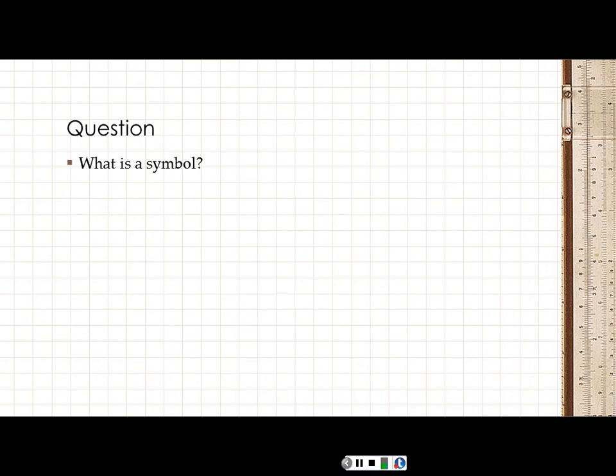What is a symbol? So nobody knows what a symbol is. We deal with symbols all the time. When you drove here today, you saw a bunch of symbols, right? Well, what it is, is a shape or an object, right? A picture, basically, that represents something else.